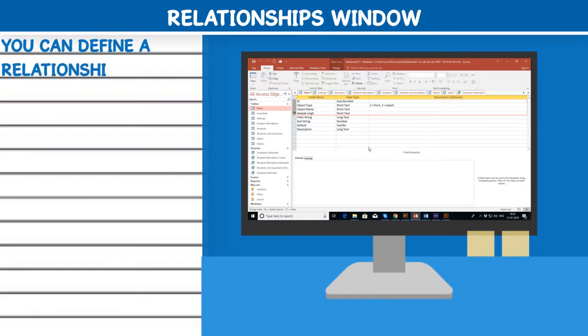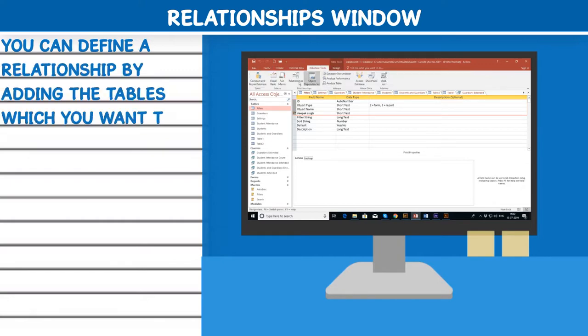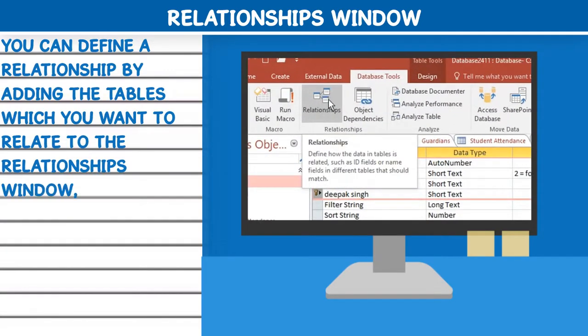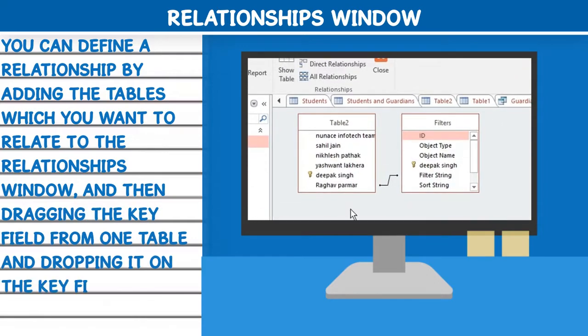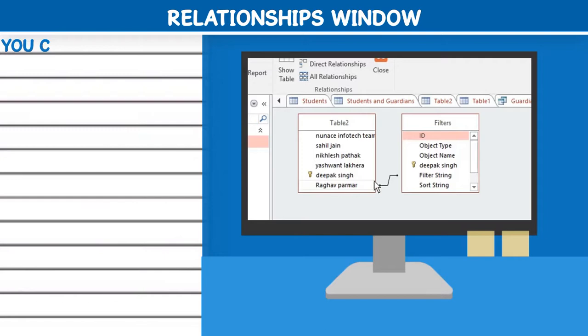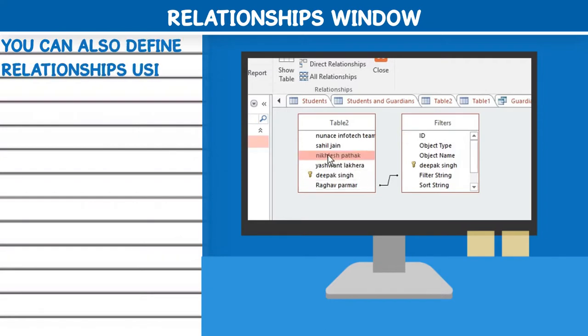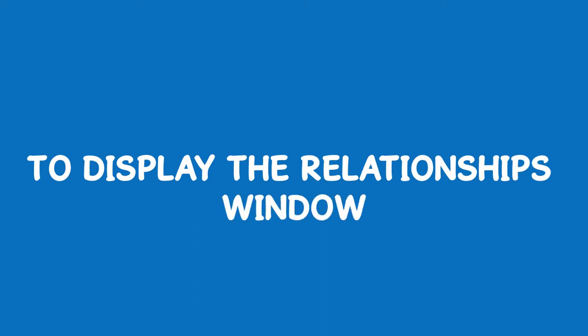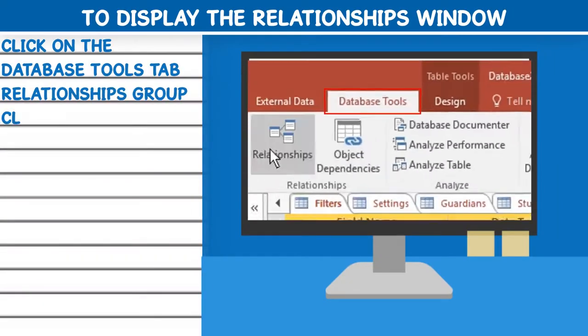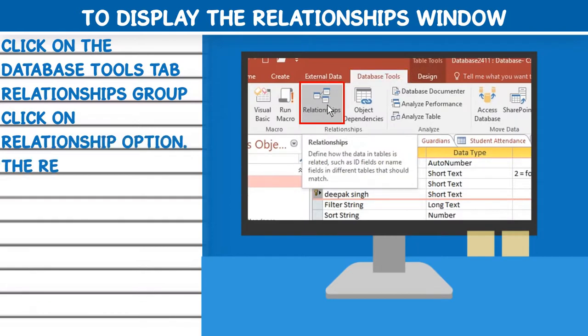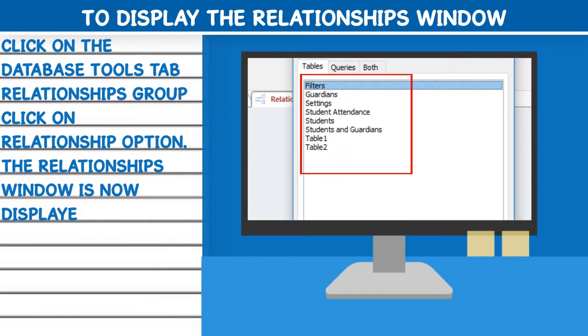Relationships window. You can define a relationship by adding the tables which you want to relate to the Relationships window, and then dragging the key field from one table and dropping it on the key field in the other table. You can also define relationships using the keyboard. To display the Relationships window, click on the Database Tools tab. In the Relationships group, click on the Relationships option. The Relationships window is now displayed along with the Show Table dialog box.